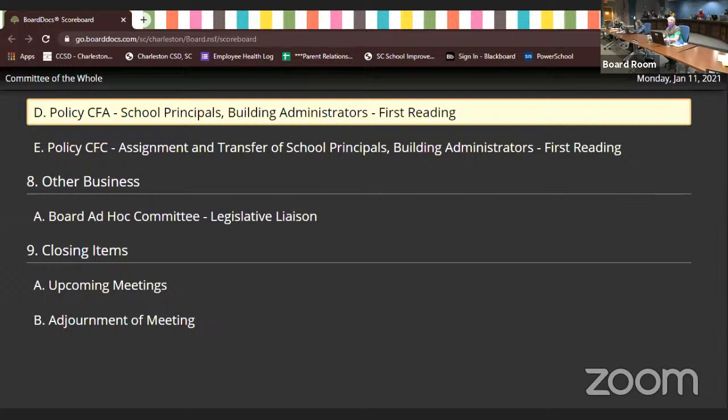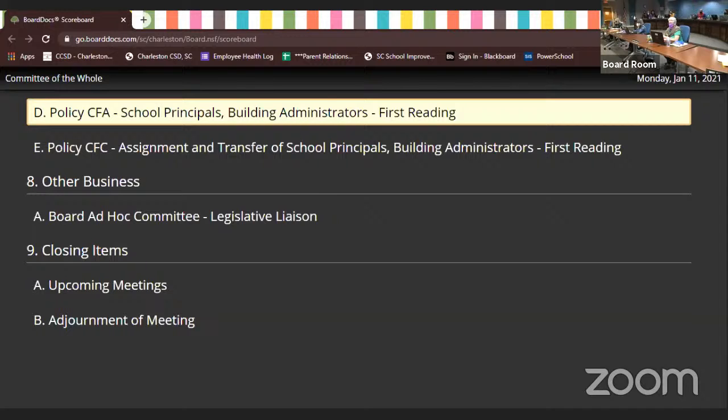Policy CFA is just a couple of modifications to refer to other policies in the manual and to add one of the prime responsibilities of the principal that's referred to in policy GCF. I'll entertain a motion. And the reason for the change is just to reference in this policy, policy GCF and CSE, but also to make sure that the list of responsibilities includes one which is mentioned in policy GCF.